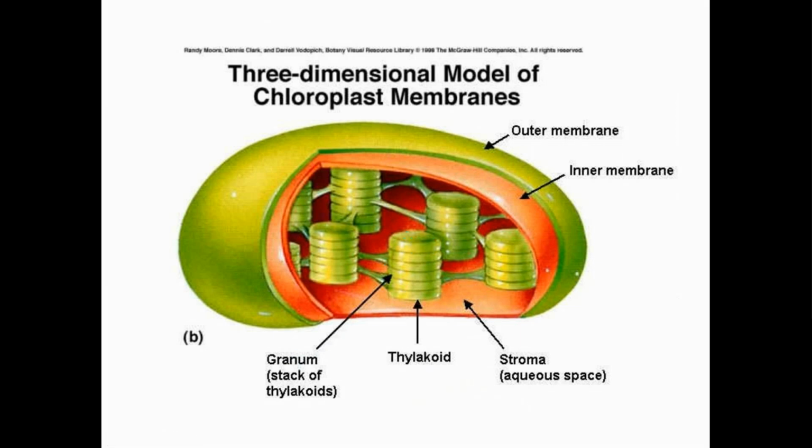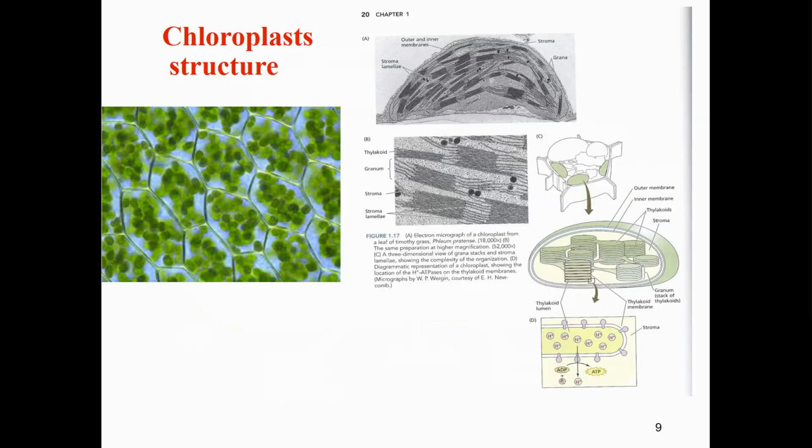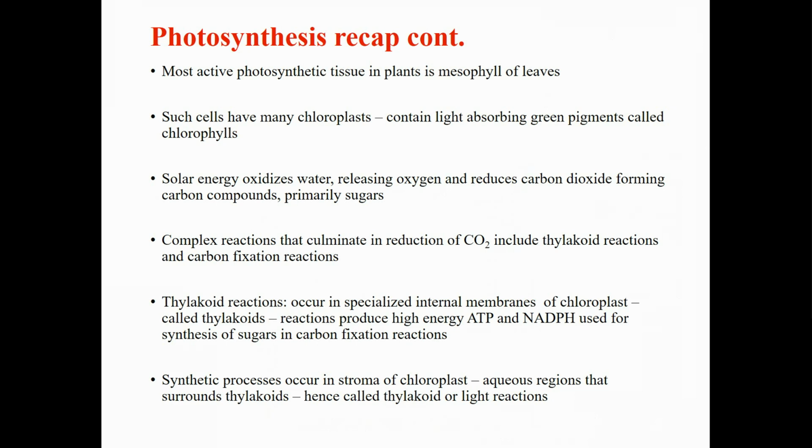You're going to have that process where water's coming in. It's going to break down, and you're going to get ultimately out of that ATP, NADPH, and oxygen. Oxygen is going to be released back into the atmosphere. The ATP and the NADPH is going to go to the stroma, and in the stroma is where we'll have the Calvin cycle, and the Calvin cycle will process to give us that glucose eventually. All right, so that's what this slide is.